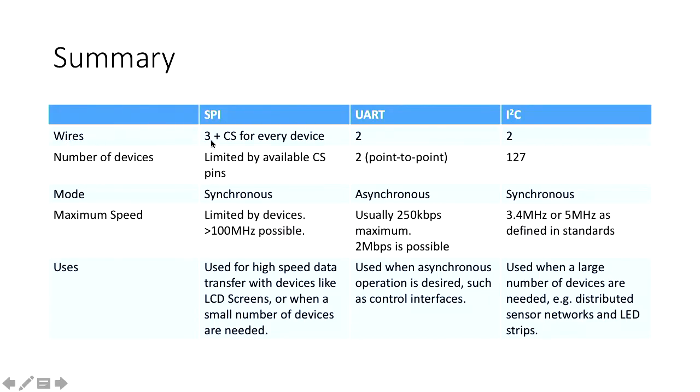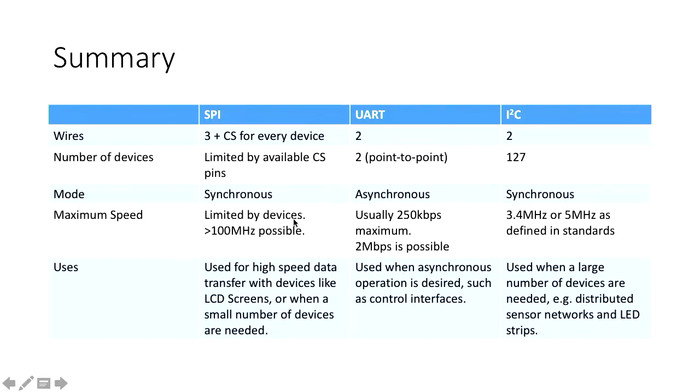Wires: SPI 3 plus CS for every device, UART 2, I2C 2. Number of devices: SPI is limited by available CS pins, so that's the problem; UART is 2, point-to-point device; I2C 127. Mode: SPI is synchronous because of the clock; UART is asynchronous, no clock; I2C is synchronous.